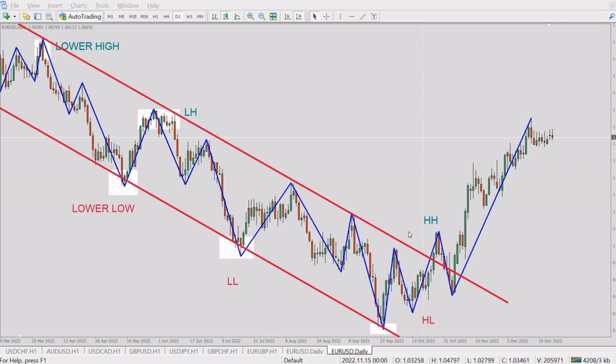Now, to draw the next channel, we have to connect, as best as we can, the first two, or sometimes three, because in this case they match, highs or lows that the price makes. And since now we are in an uptrend, we have changed the name. They are no longer called lower highs and lower lows. They are called higher highs and higher lows. So high for uptrend, low for downtrend.